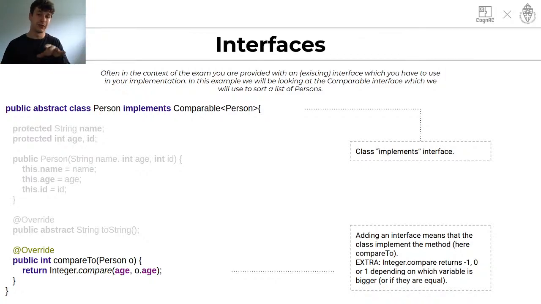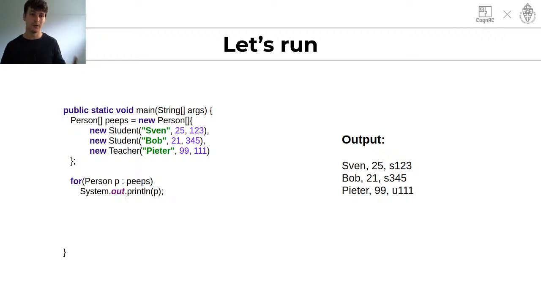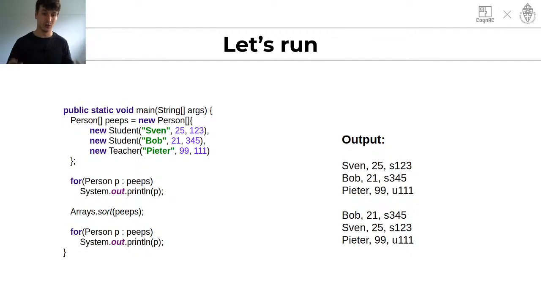So the most important takeaway here is that if you implement an interface, then you get a method that you need to implement. So, for example, we can create a list of person here. We add 2 students and a teacher, Sven, Bob, and Peter. We're going to print them, so at first they'll just be printed in the order that they're put in the list. Then we're going to sort them, because now we added the Comparable interface that made it sort by age, and now you can see that they're sorted by age. So first Bob, then Sven, then Peter.